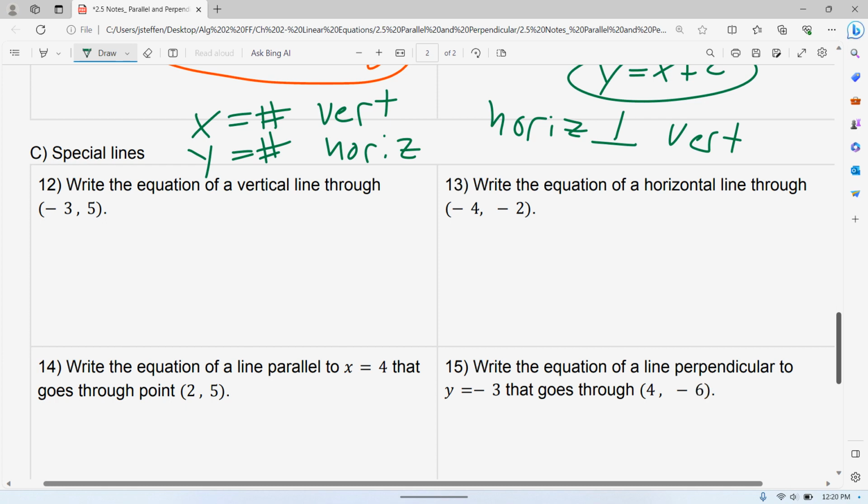Same thing with vertical. If you have two vertical lines, they are obviously parallel.